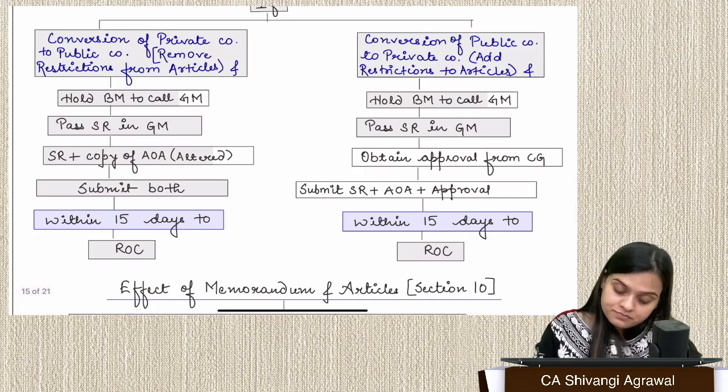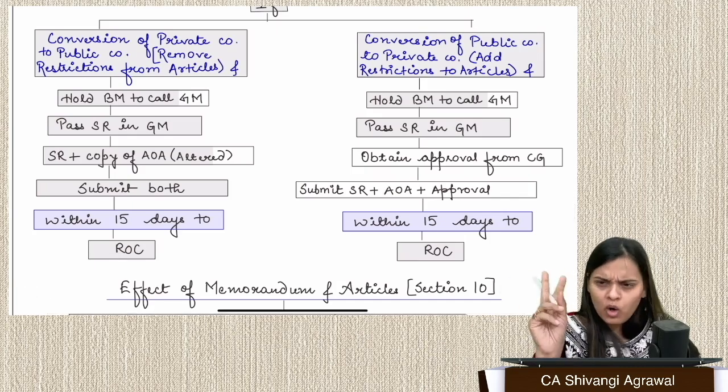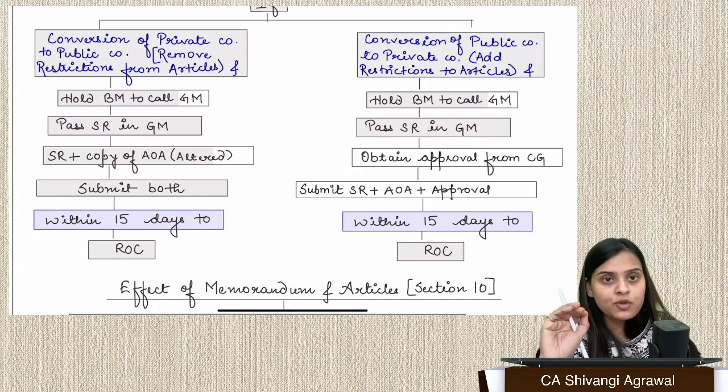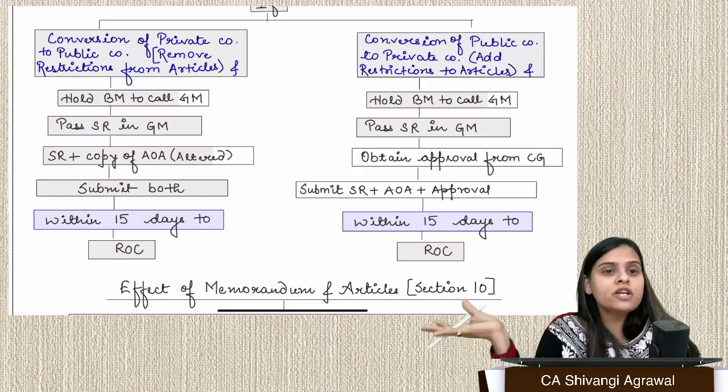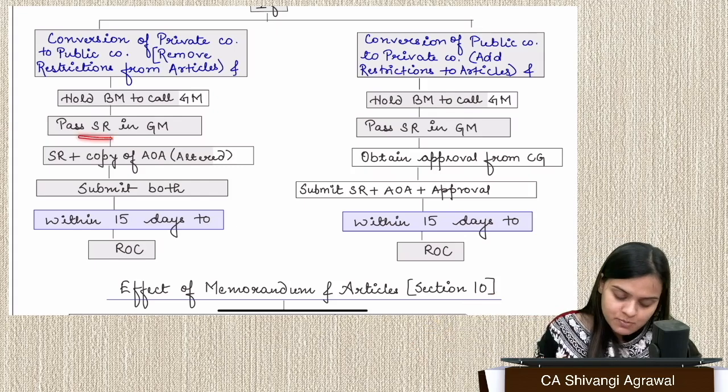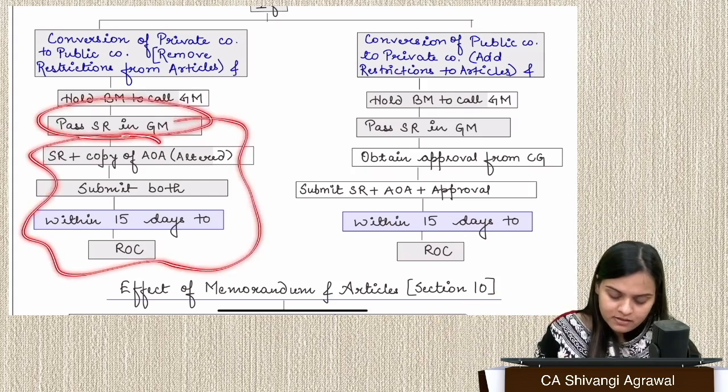Now, there are two broad cases. If you want to convert your private company into a public company, it's very simple. You pass a special resolution and you submit the SR plus a copy of the altered AOA to the ROC.